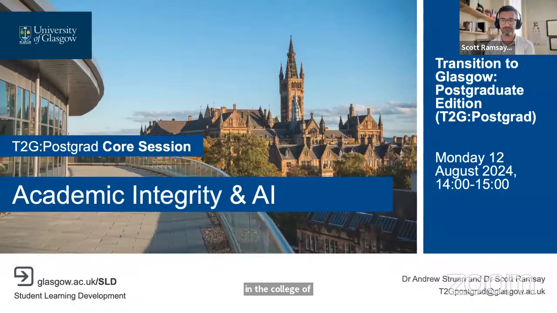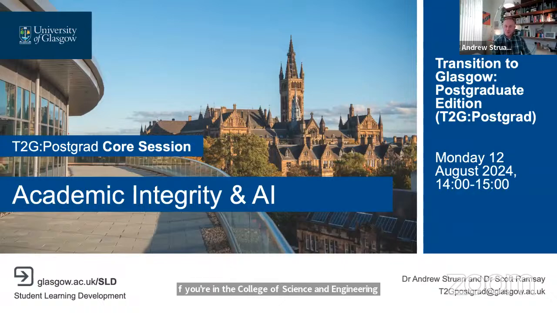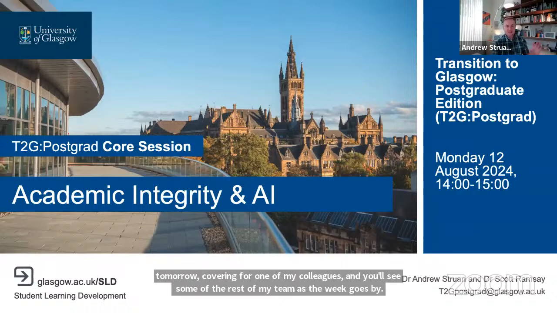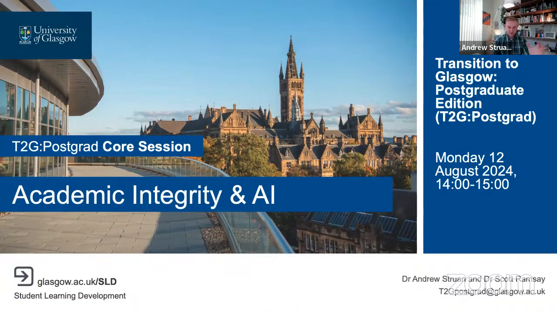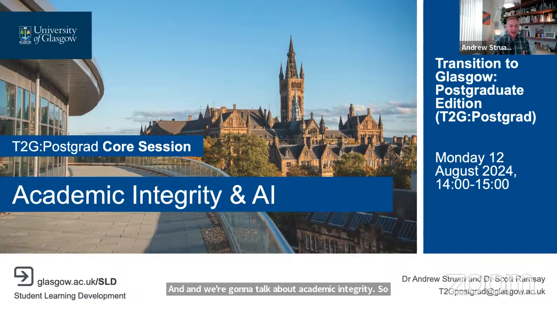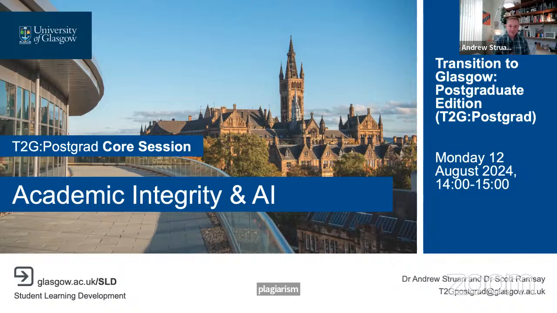by. Thanks, Scott. So what we are going to talk about today is two really crucial elements to studying at the University of Glasgow across all subject areas. As Scott mentioned, he's a scientist by background. I'm a historian, so I'm an arts and social science person by background. And we're going to talk about academic integrity, so plagiarism, and also talk about the use of AI with academic integrity in mind.